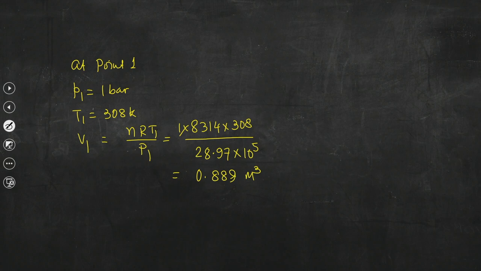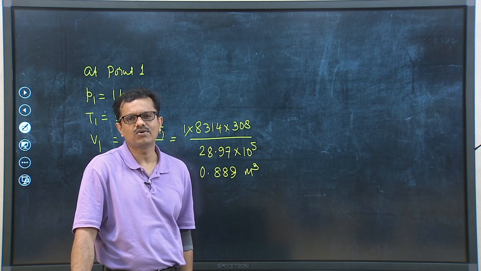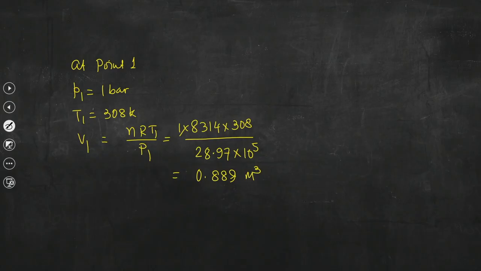Now, we need to go because we need to calculate pressure, volume and temperature. So, pressure and temperature, these two properties are given at point 1, we have calculated volume at 1. Next is point 2. So, at point 2.